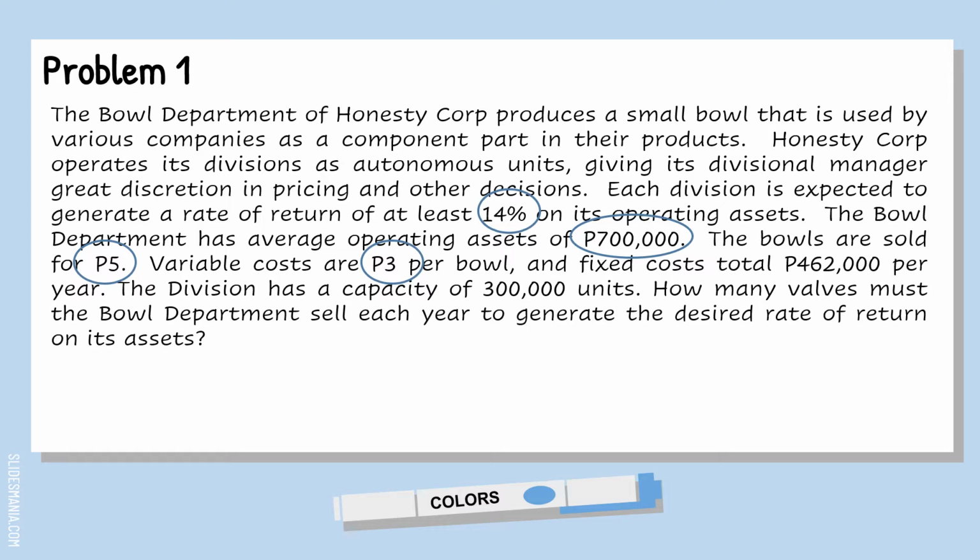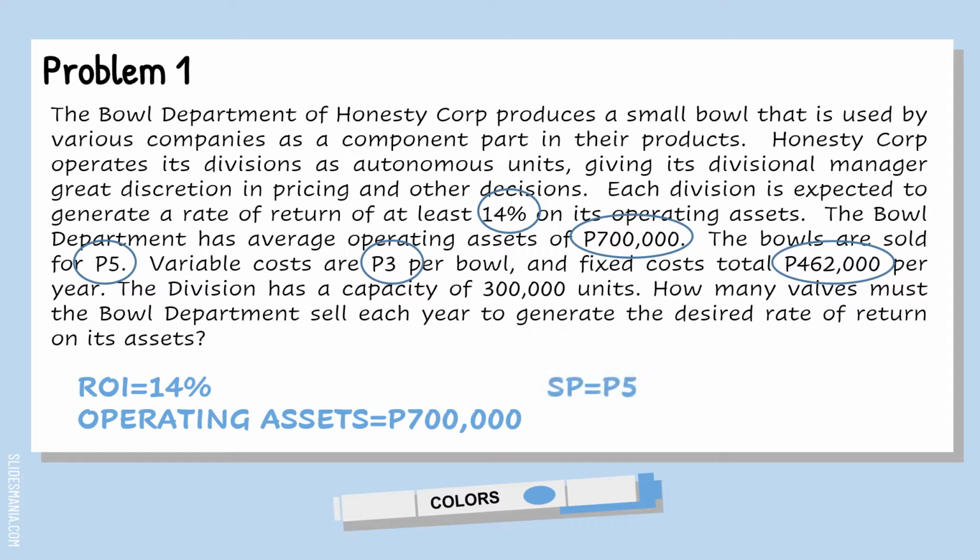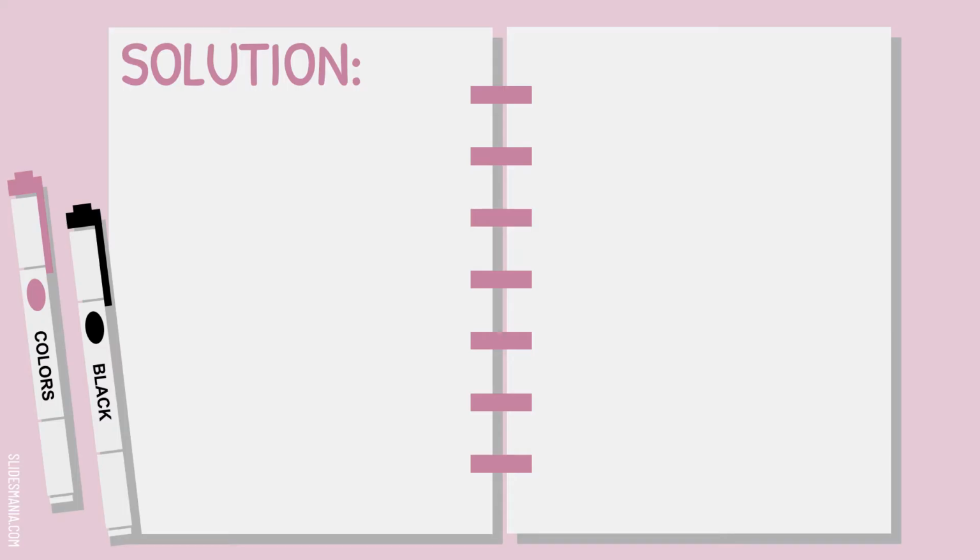So we have the following given from this problem: an ROI of 14%, operating assets of 700,000, selling price of 5 pesos, variable cost of 3 pesos, and 462,000 pesos of fixed cost. In solving this problem, first we will find the net income, before we solve the contribution margin to get the total units, or total number of bowls, that the bowl department needs to sell to get an ROI of 14%.